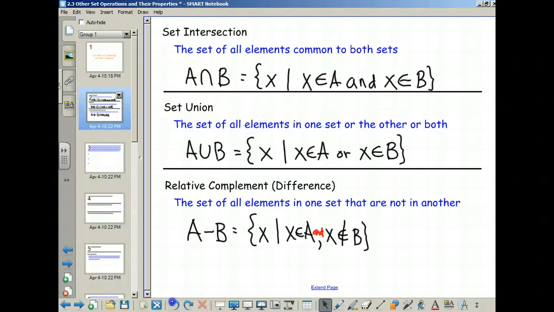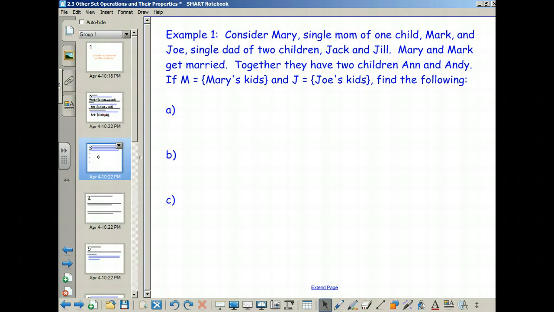All right, so we're going to do an example. I've used this kind of an example before, but I've never written it out. So we'll see if it works when I write it out. Okay. So we have Mary, single mom with 1 child, Mark. Joe, single dad of 2 children, Jack and Jill. Mary and Mark get married, and they have 2 children, Anne and Andy.